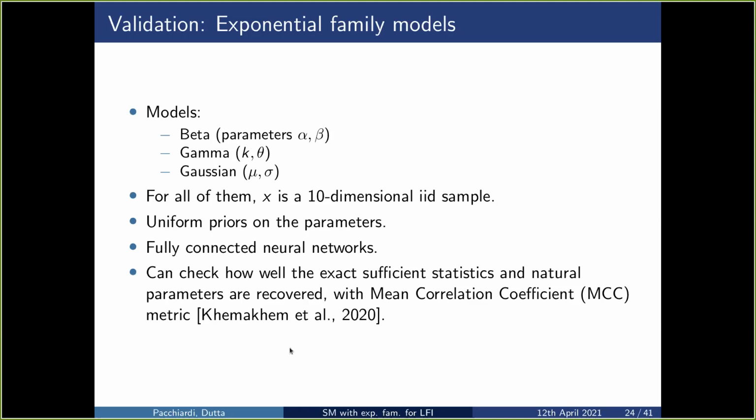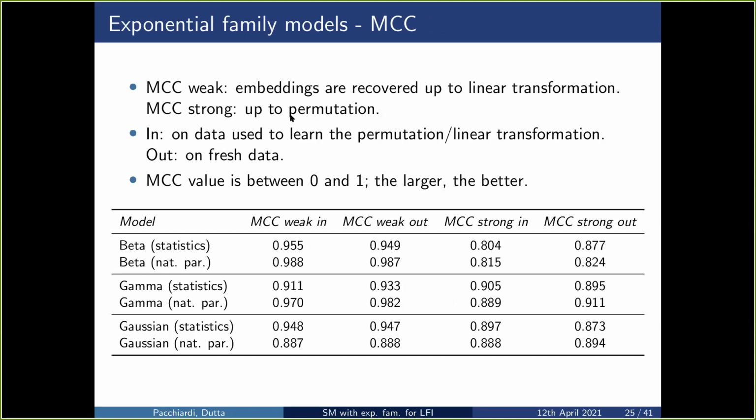And we will use some motivation from Hyvärinen and their colleagues' work, where they use the mean correlation coefficient to assess how good this is. There are two types of mean correlation coefficient: one is weak, one is strong. The weak one is where embeddings are recovered up to linear transformations, or up to permutation. So these are the two criteria they assess, on the data used to learn the permutation or linear transformation, or on fresh data.